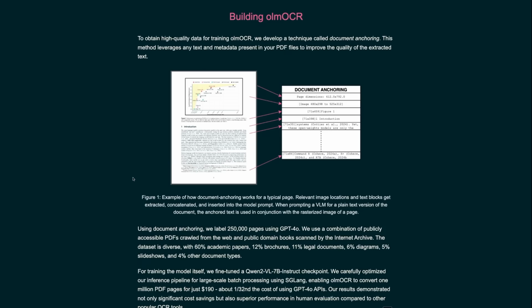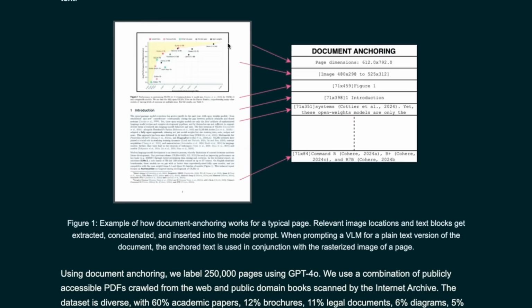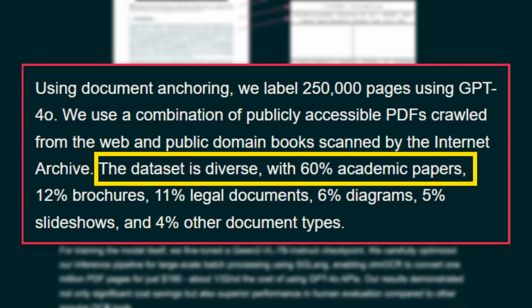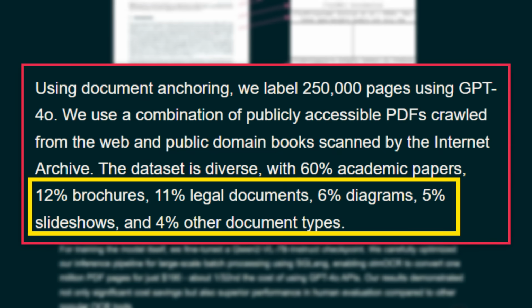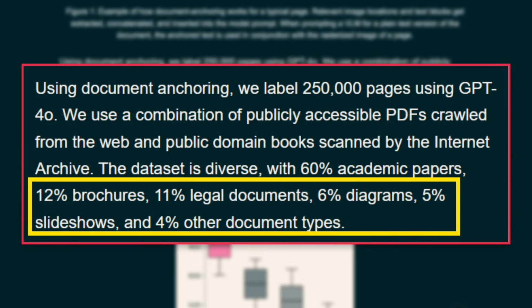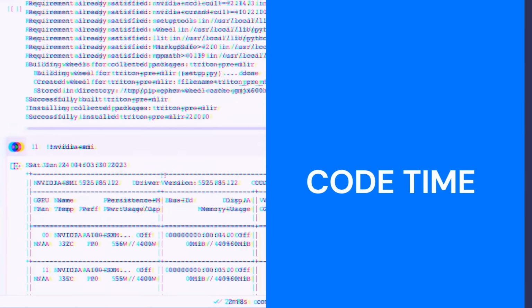So in the blog, they've also got like a nice breakdown of actually how they did it. Talking about the data set, you can see here, I mentioned earlier that academic papers was a large percent, but also things like brochures, legal documents, diagrams, slides, a whole bunch of different stuff has sort of gone into this. Let's jump into the Colab and have a look at how you can get started using this.